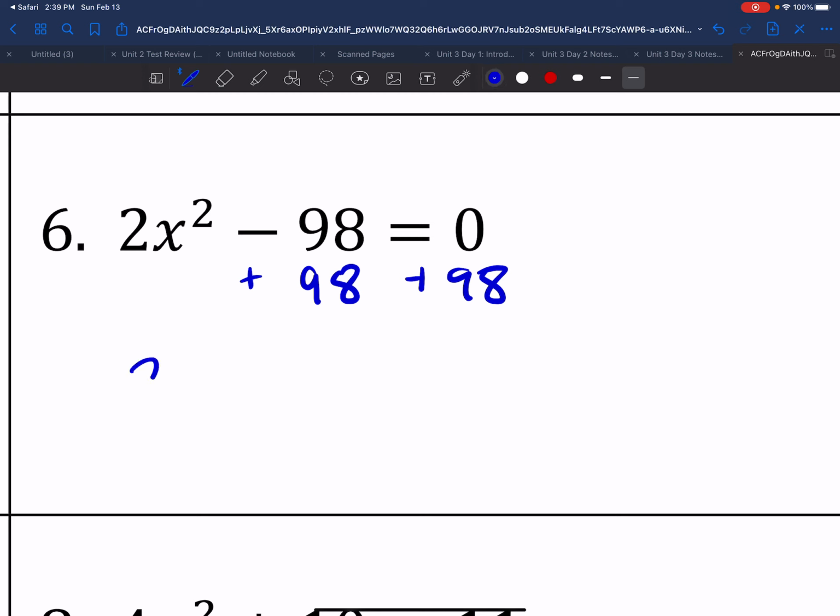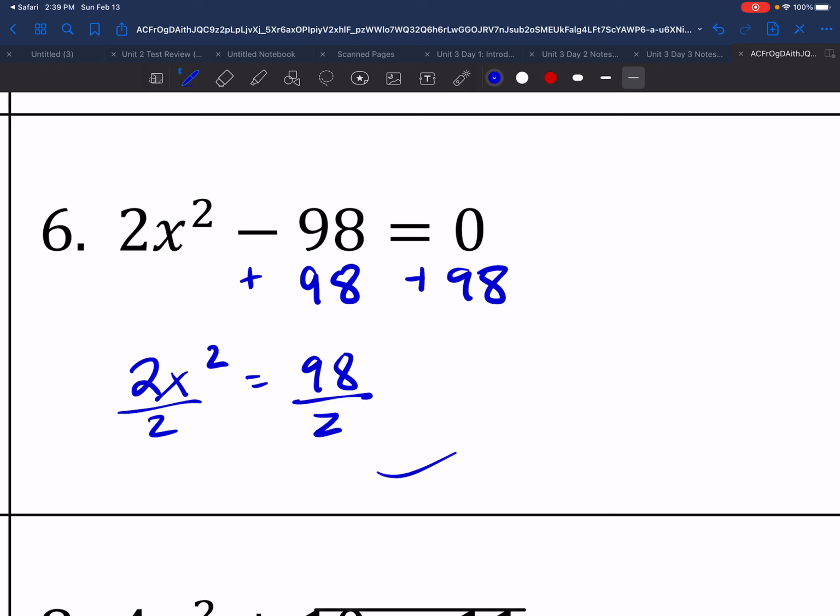Let's use that original. 2x squared is equal to 98. Okay, now don't take the square root. You still need to get that x squared by itself. This is the same thing as saying 2 times x squared. So I need to get rid of this 2. So I've got to divide both sides by 2.